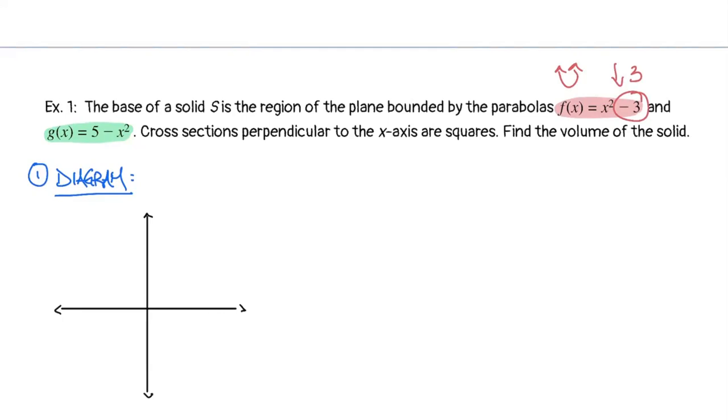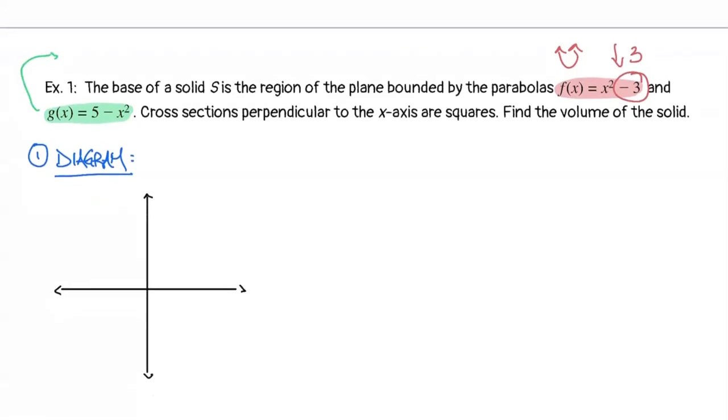All right. What about that green one? 5 minus x squared. What do we know about that green curve? Good. Downward facing. And we know that because of the negative x squared, and it actually is moved up 5 because it's a plus 5, not a minus 5.